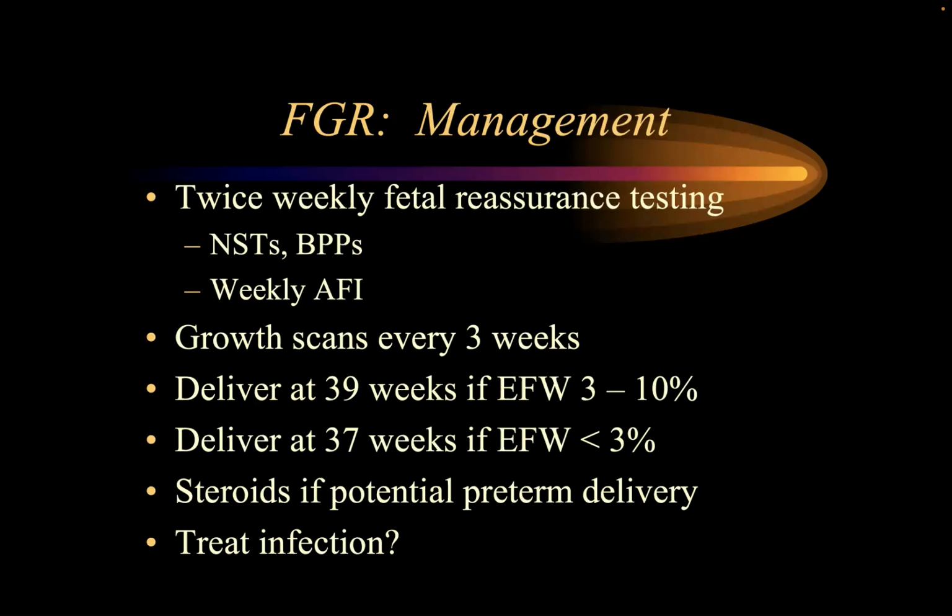If their fetal weight is between 3 and 10%, then we're targeting delivery at 39 weeks. If they're in the bottom 3%, then 37 weeks for delivery. We certainly give steroids liberally if there's the potential for a preterm delivery. And then there's controversy about treating infection. We'll usually offer it for CMV, but the literature is sort of mixed on whether or not the treatments we have are efficacious or not.